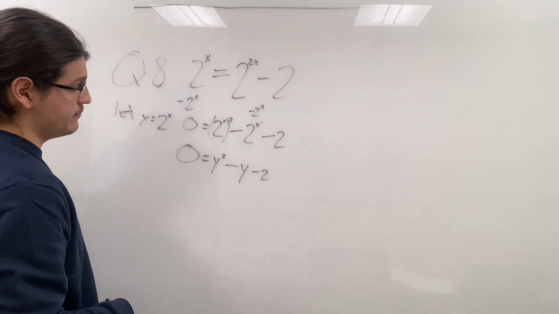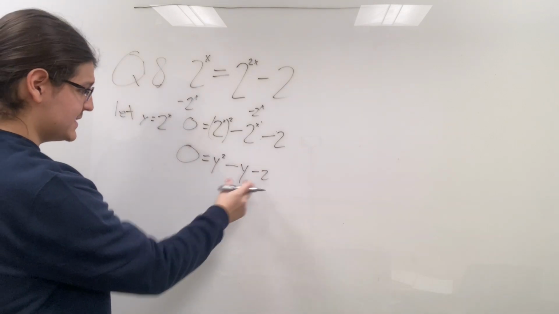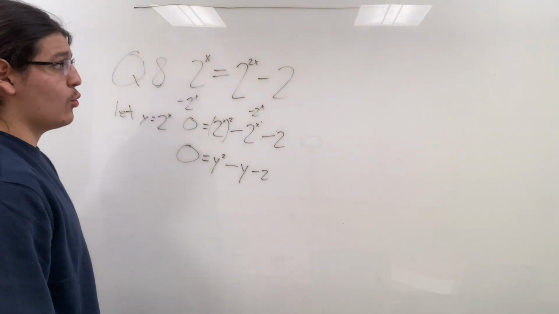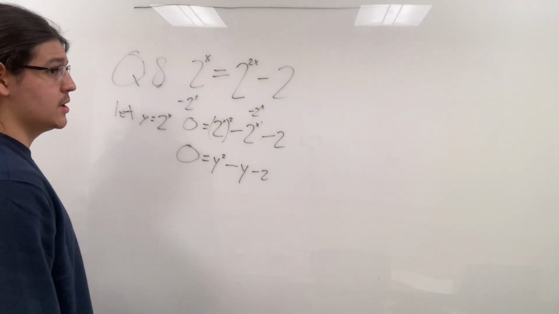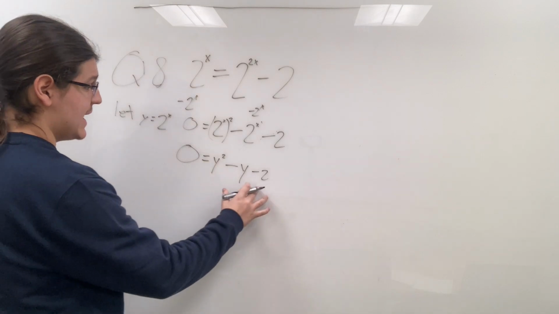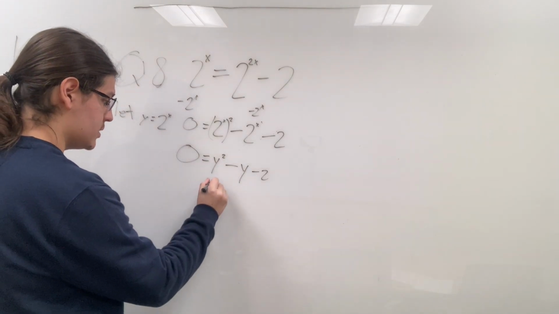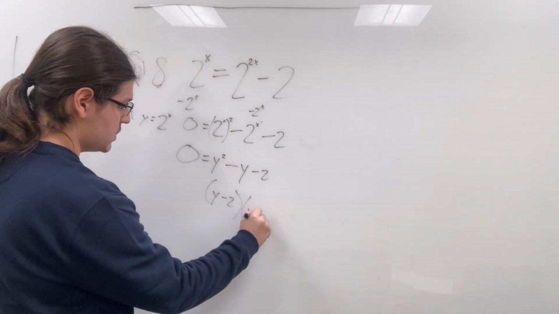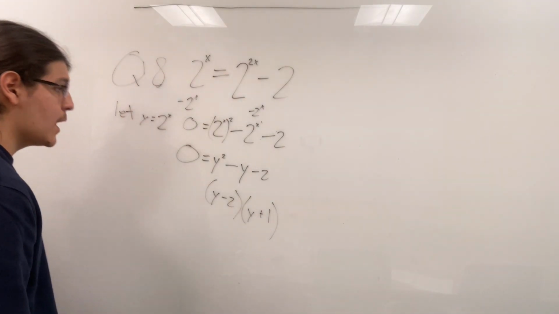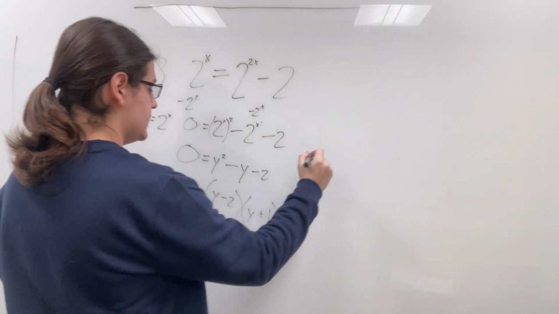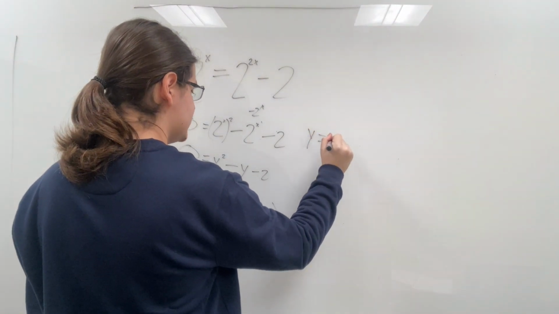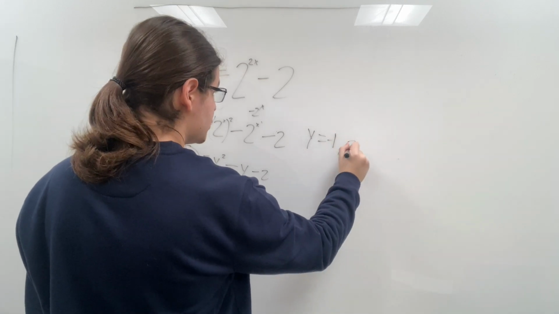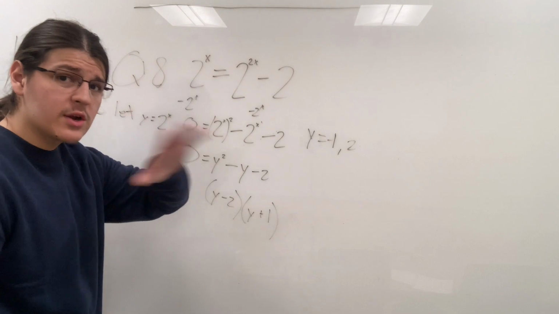Now, y squared minus y minus 2. What multiplies to negative 2 and adds to negative 1? Well, we actually already solved this equation. Our answers are going to be negative 2 and 1. y minus 2, y plus 1. Which means our solution is just y is equal to negative 1 and 2. But wait, we are not done.